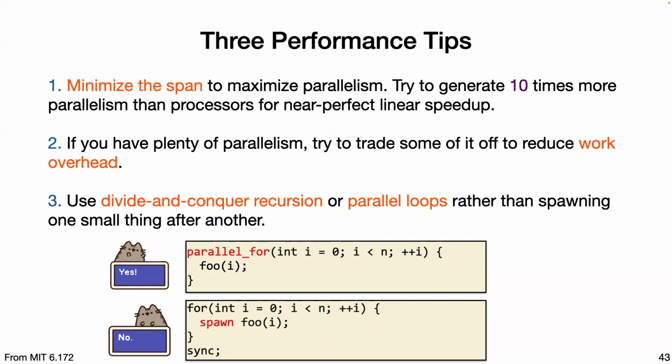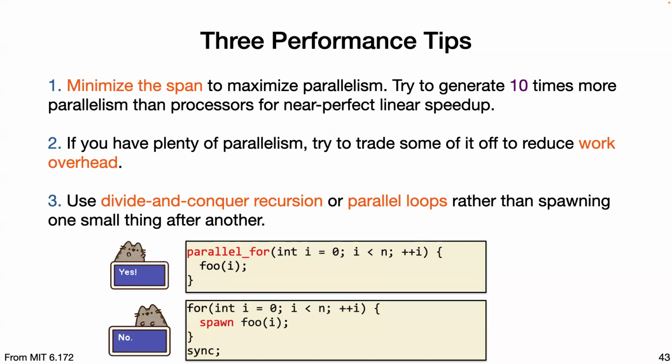If you have a lot of parallelism, sometimes you can trade, like what I showed earlier. Instead of doing your iterations one at a time, you can do them in bundles, and that trades some of your parallelism to reduce the overhead of doing the forks. You can use divide and conquer. You should use divide and conquer parallel loops rather than spawning one thing at a time.